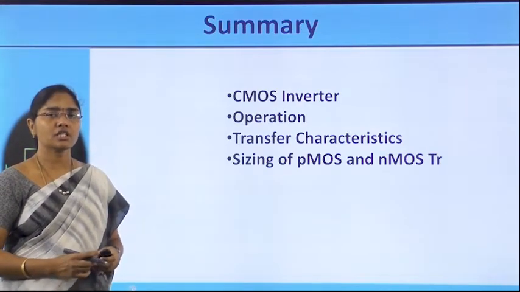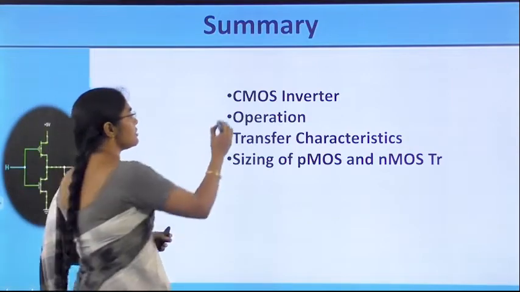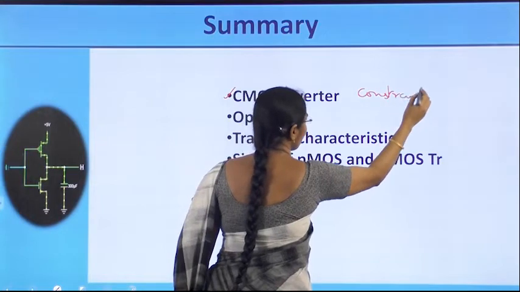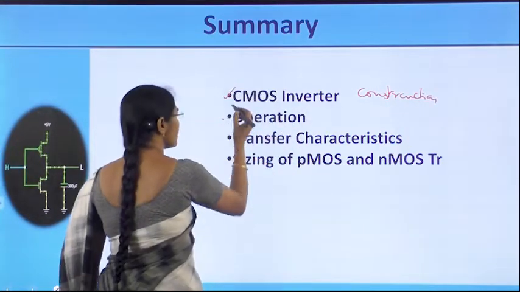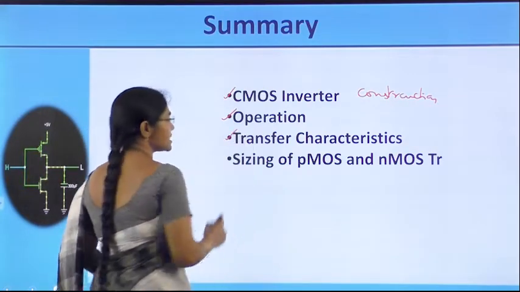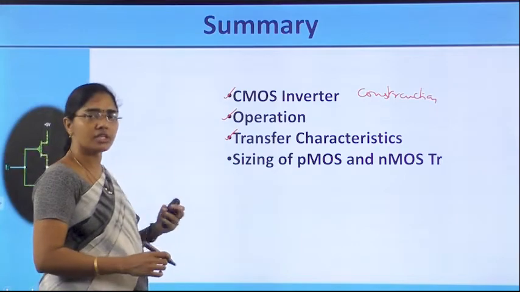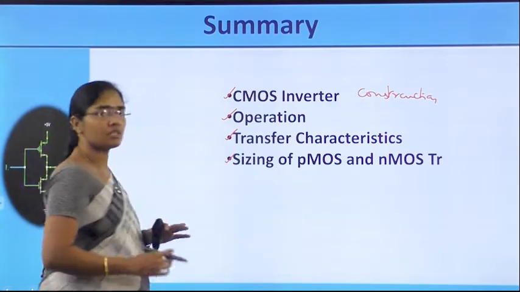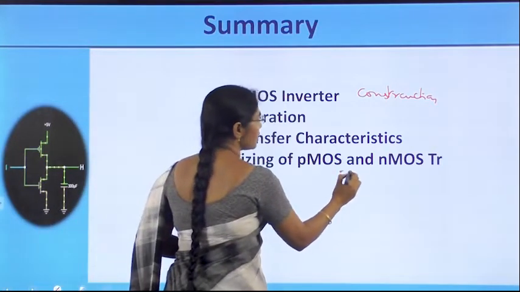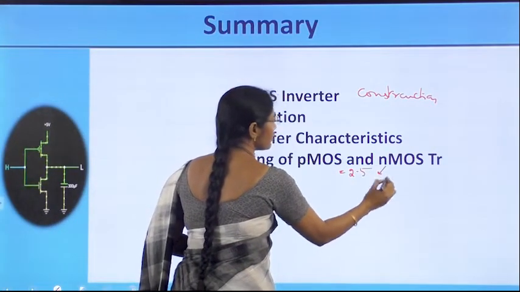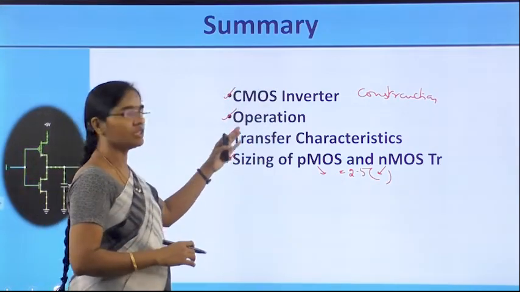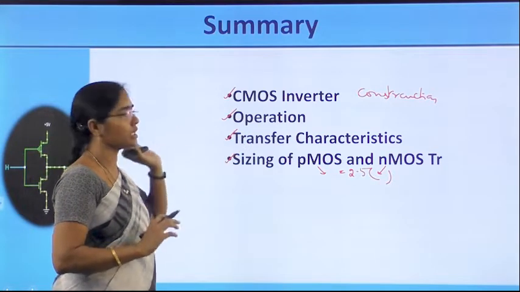Summary. Till now we have seen the CMOS inverter construction, that is, its circuit, and then its operation in 5 different regions. To draw the transfer characteristics and to have symmetric characteristics, we have seen the sizing of the PMOS and NMOS. So the size of the PMOS should be equal to 2.5 times that of the NMOS. That is the conclusion to get the symmetric characteristics of the CMOS inverter.